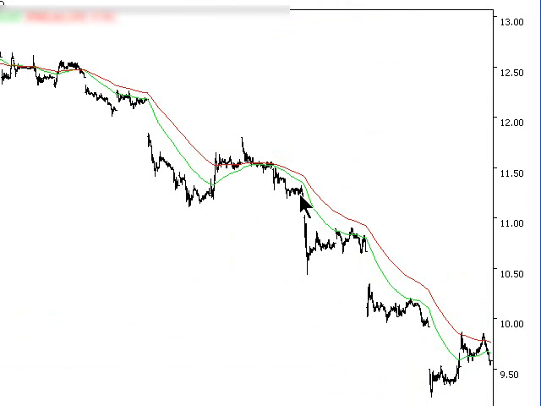If peaks and troughs are lower and they're below the moving average, who's generally in control? Okay, sellers. Peaks and troughs are lower, sellers in control. Okay, so right now we're at a support level.